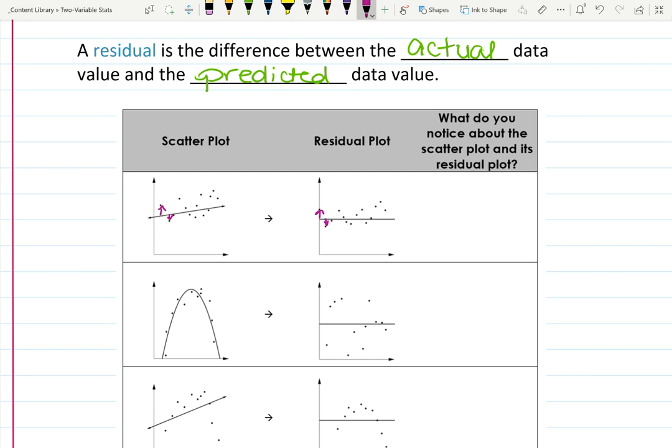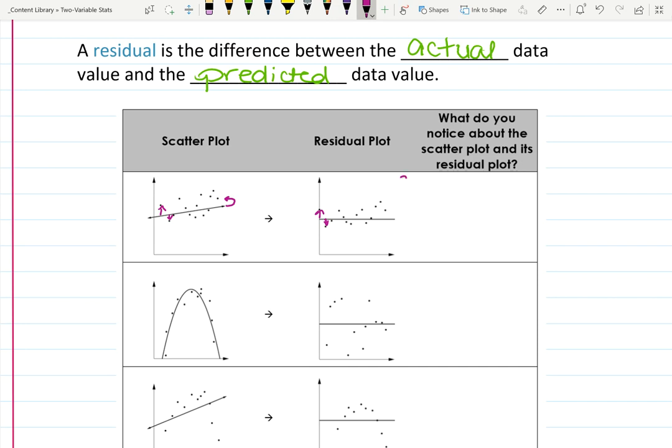So when you look at your residual plot, you want something that's nice and scattered, about as many points below as there are above. Now notice this one, there are a few more points above, so maybe they should have taken their regression equation and moved it up just a smidge to get a couple more points below it so that it would have evened out. So what do you notice about the scatter plot?